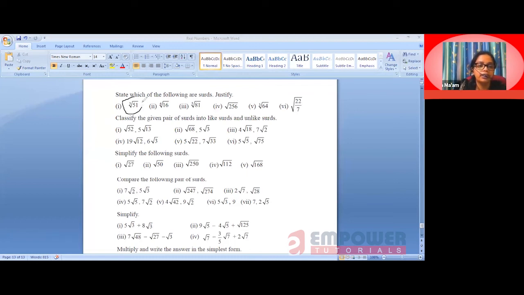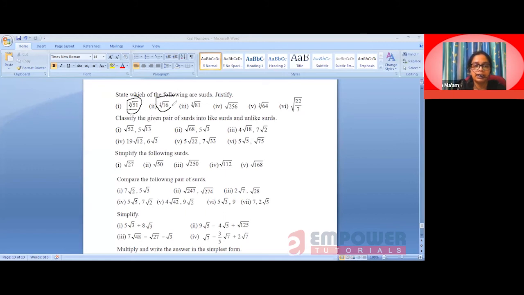So 51. What do we know about 51? 17 3s are 51, right? Is 51 a perfect cube? Tell me. No, ma'am. So this will be your surd, right? So this is your irrational number, the root form of an irrational number, right?